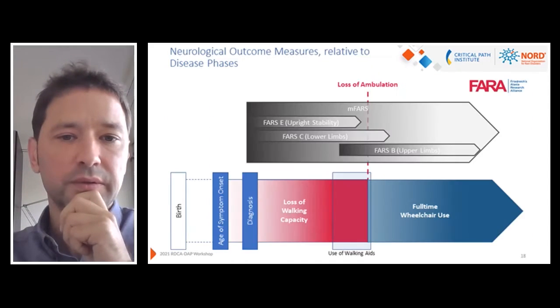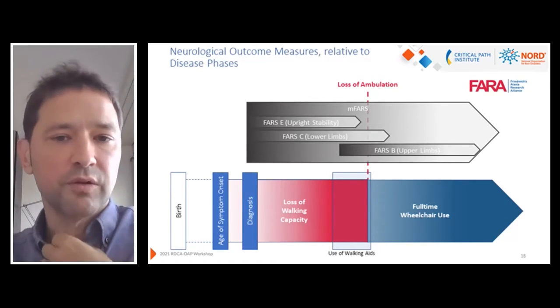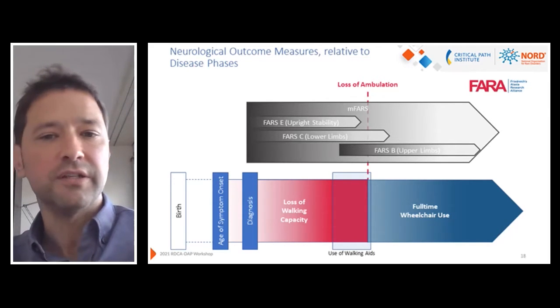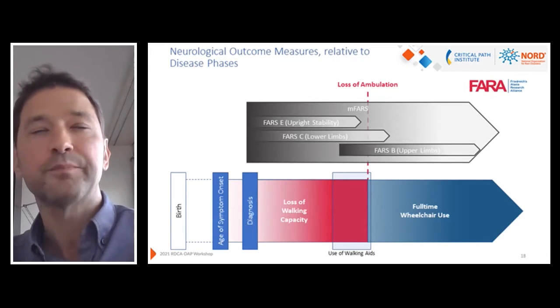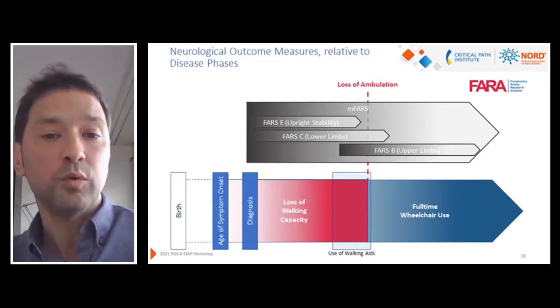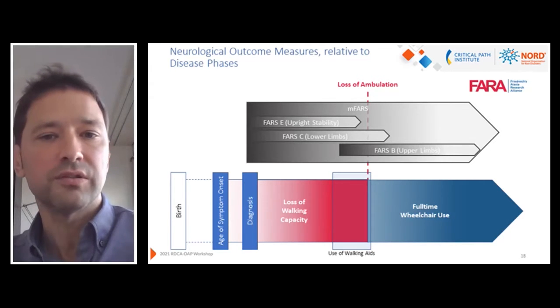Now, if you put these measures in the context of my disease progression slide here, you can see that the FARS was actually designed to cover the whole disease range. But if you look down at the subscores, you will see that, of course, certain scales only work in certain disease phases, and balance and walking only works in ambulatory people. And we could show that, for example, upper limb function is mostly lost only in the non-ambulatory phase of the disease.